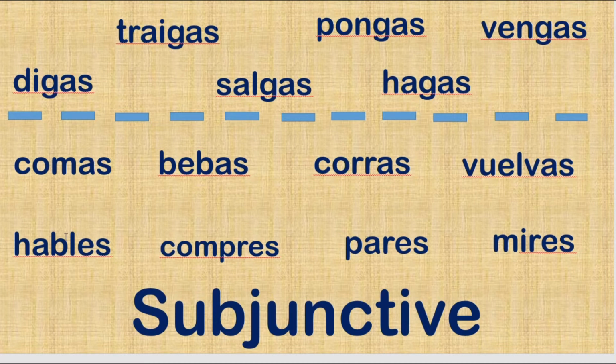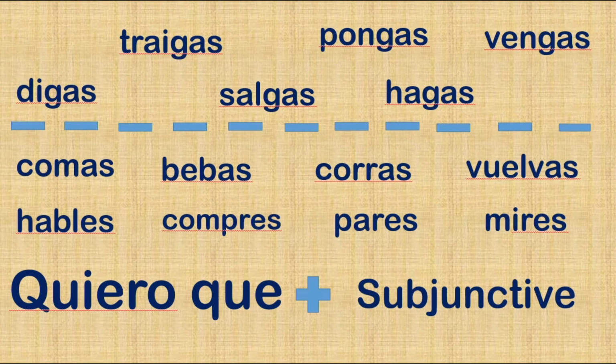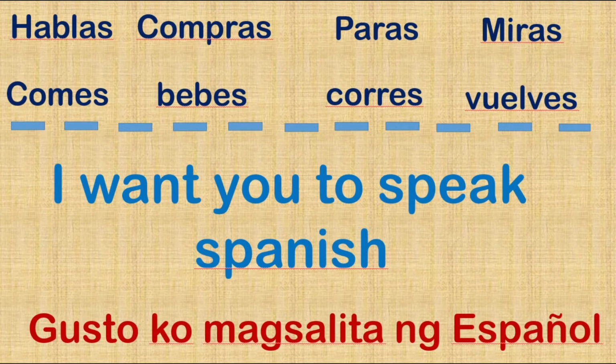Now, if you would like to say, I want you to do something, they say it as, I want that. Because quiero is I want and que is that. I want that you do this. That's how they say it. So if you would like to say, I want you to do this and that, you're going to need to use the subjunctive verbs. So for example, you would like to say, I want you to speak Spanish.